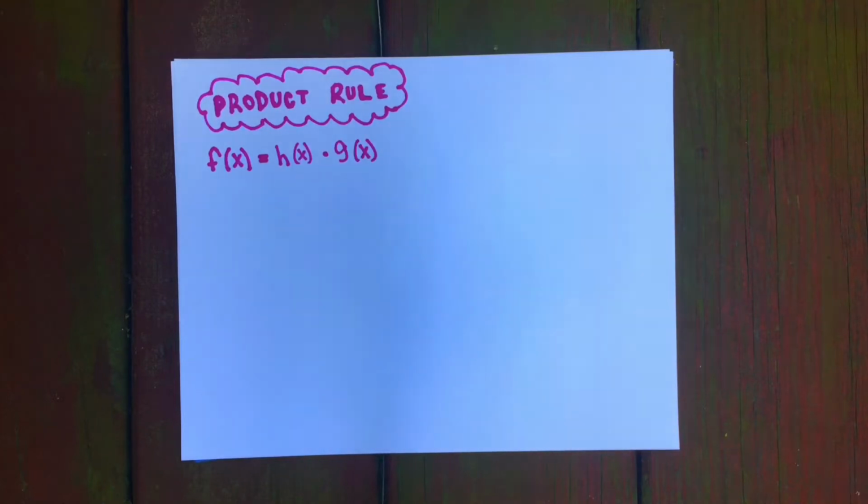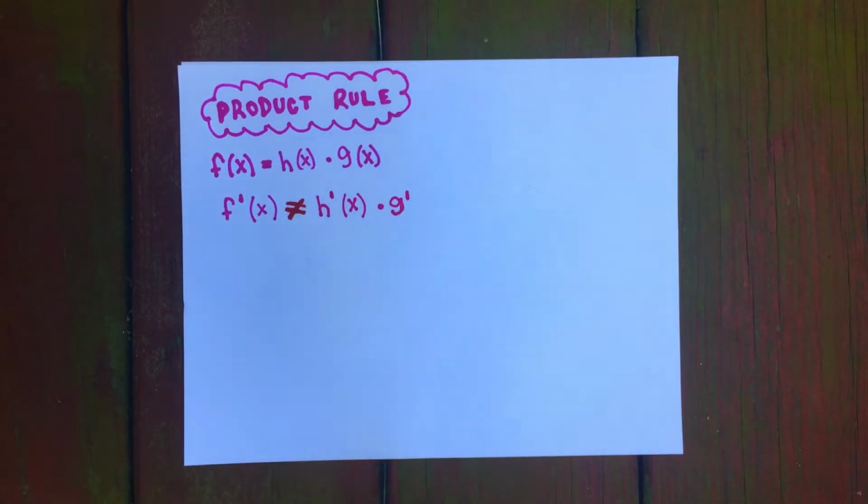So far, we have only discussed deriving functions that involve addition and subtraction between variables. But what about multiplication and division? To derive such functions, we must use the product and quotient rules. The product rule is used when functions are being multiplied. Unlike polynomials, you cannot simply just multiply the derivative of each function together.